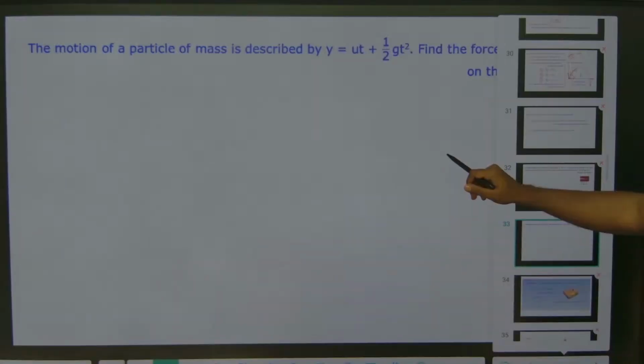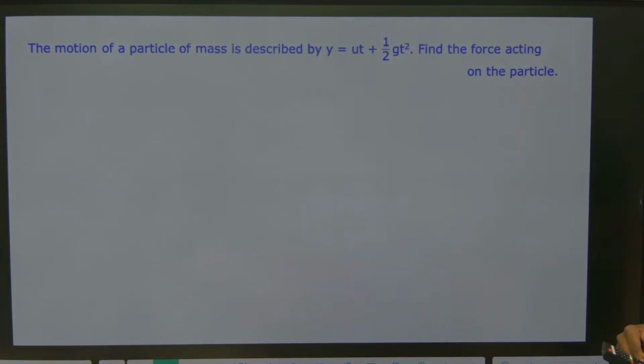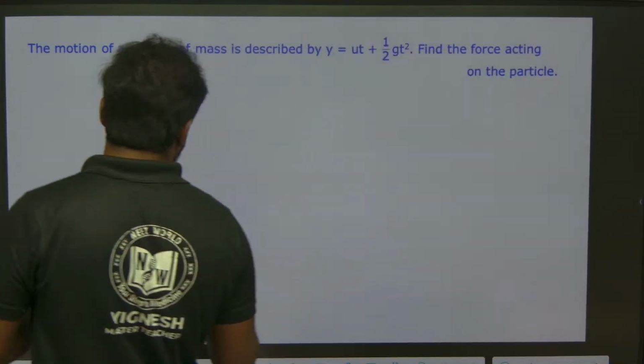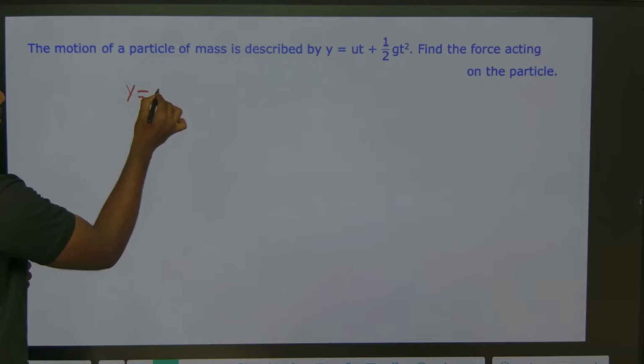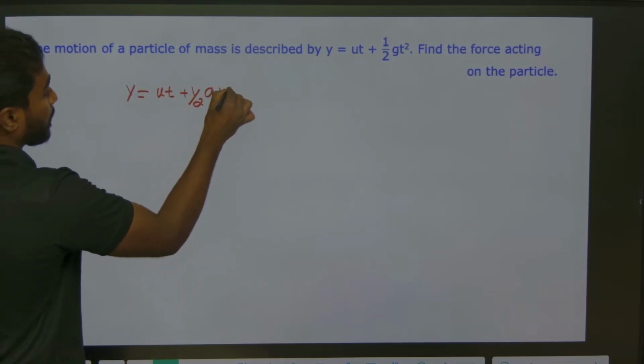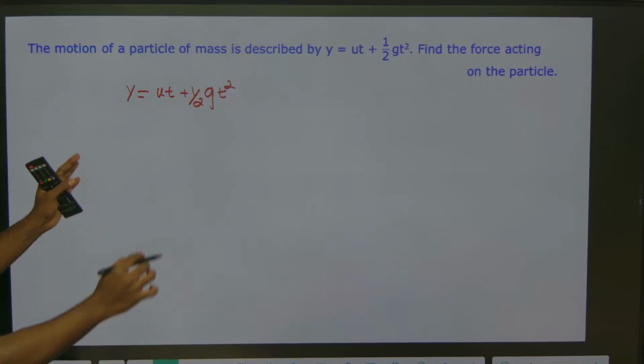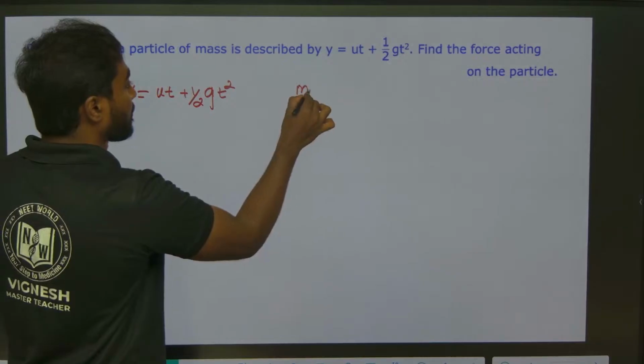Okay, so here is the question. The motion of a particle of mass m is described by y equals ut plus half gt square. Find the force acting on the particle. So what is the equation given? y equals ut plus half gt square. Now we know that the particle has a mass m, let me consider.